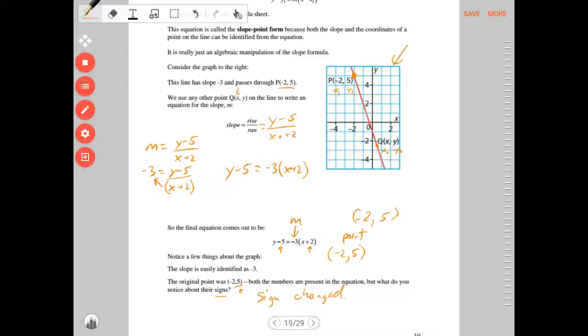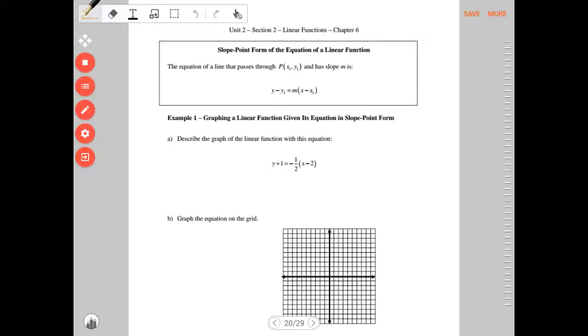Before in mx plus b, our starting point was always the y-intercept. Now the starting point can be any point. Awesome. So, slope point form for a linear function: the equation of a line that passes through x1, y1, with a slope of m, is y minus y1, so we change the sign on the y1, equals m bracket x minus x1. Change the sign on the x1.